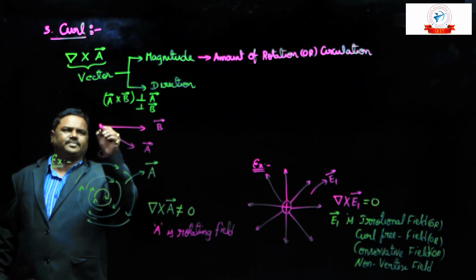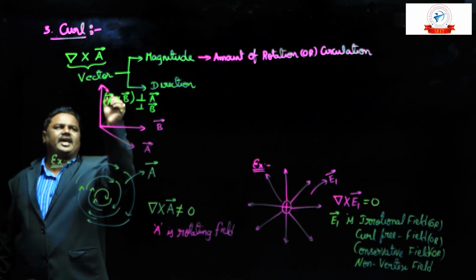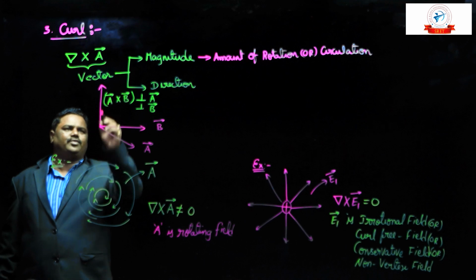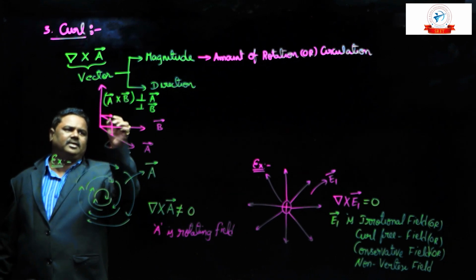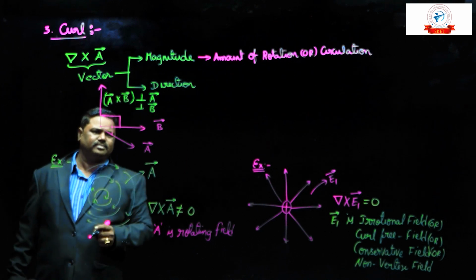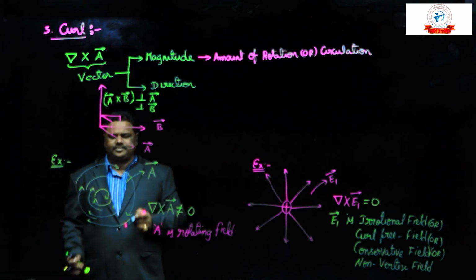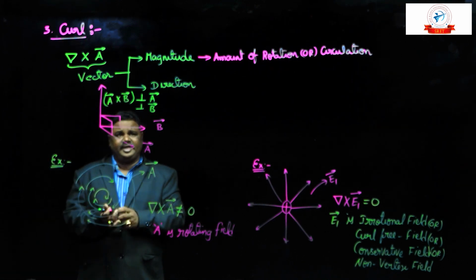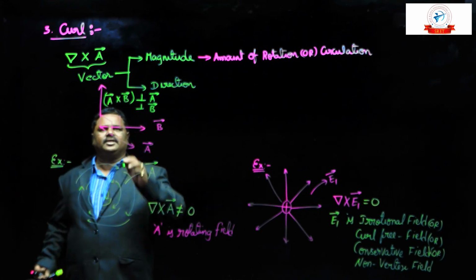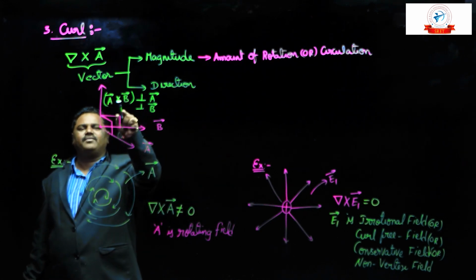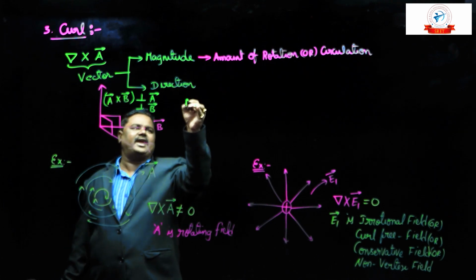So I consider this one. This is the direction of A bar cross B bar, which is perpendicular to vector A bar and also perpendicular to vector B bar. And also it satisfies right hand thumb rule, or right hand screw rule. The cross product direction is always given by right hand thumb rule.